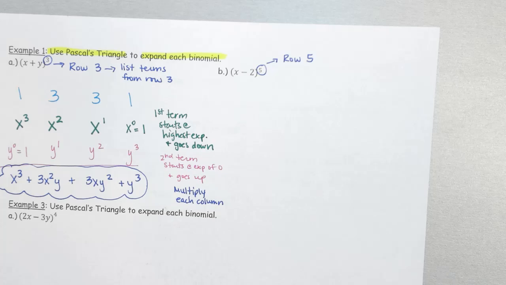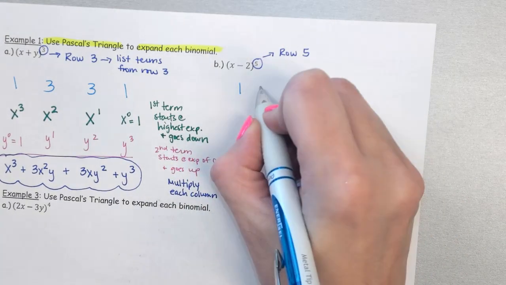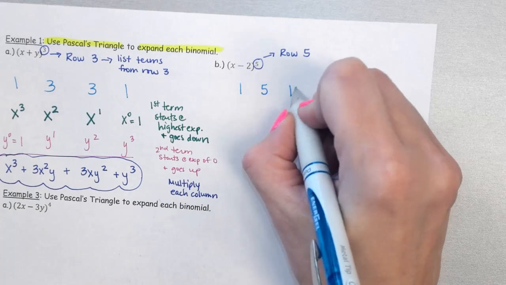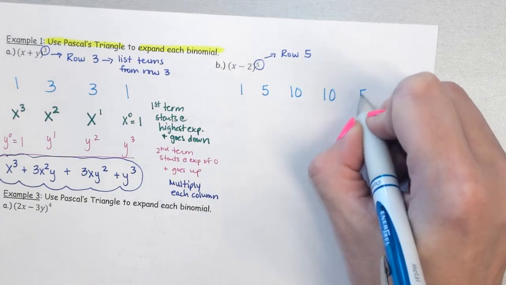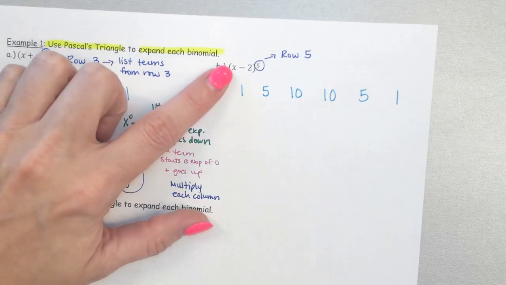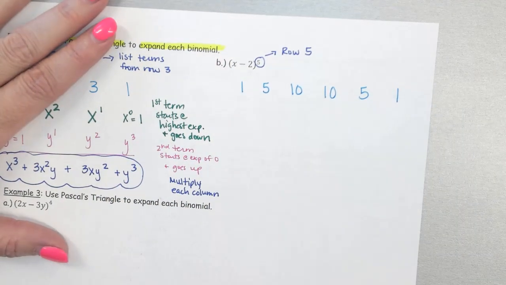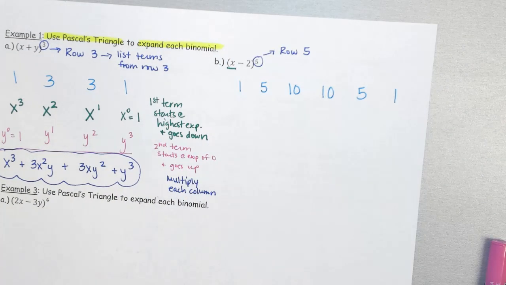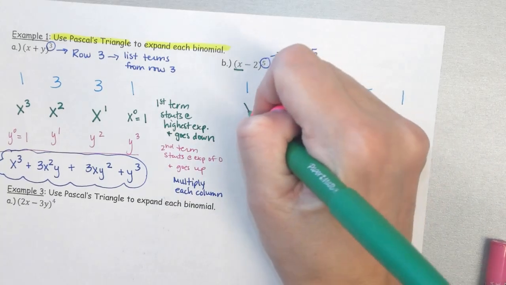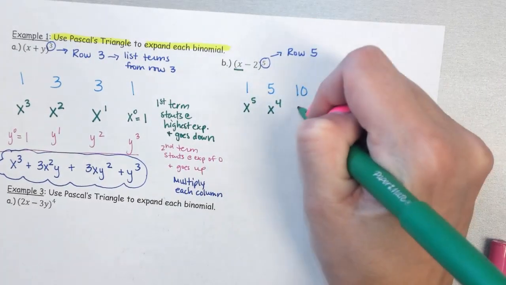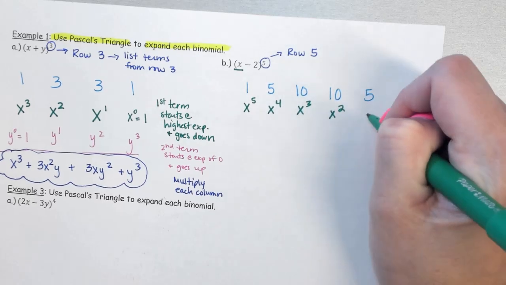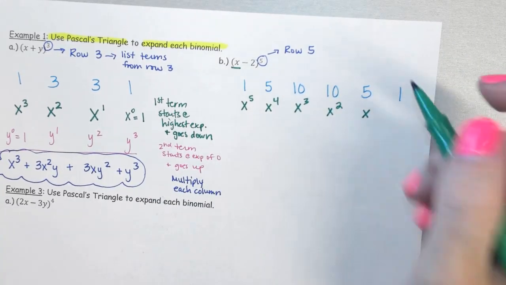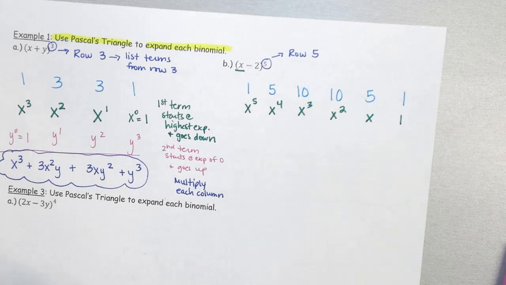Okay, so I have 1, 5, 10, 10, 5, 1. My first term is x. All right, so I'm just going to do a little color coding here. So for the x, I start at the highest. So x to the 5th, x to the 4th, x to the 3rd, x squared, x, and then you can put x to the 0 or you can just put 1. That's fine. Just understand that comes from x to the 0 power.